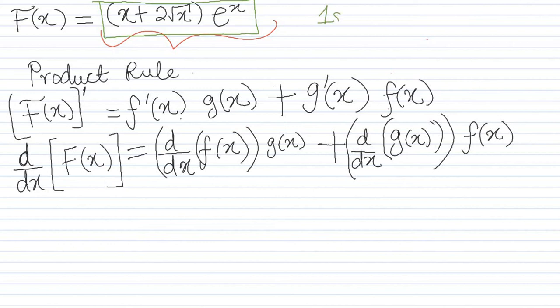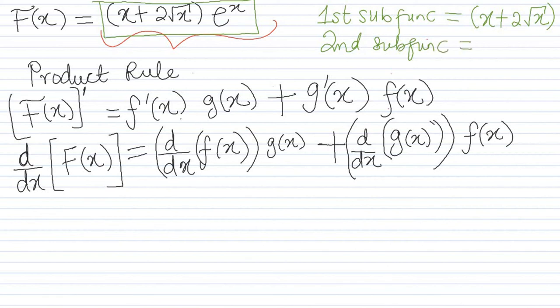So the first subfunction is going to be x plus 2 root x. Important for you to know. And then the second subfunction is e to the x. That's the second subfunction. So the first subfunction is x plus 2 root x, right? And the second subfunction is e to the x.